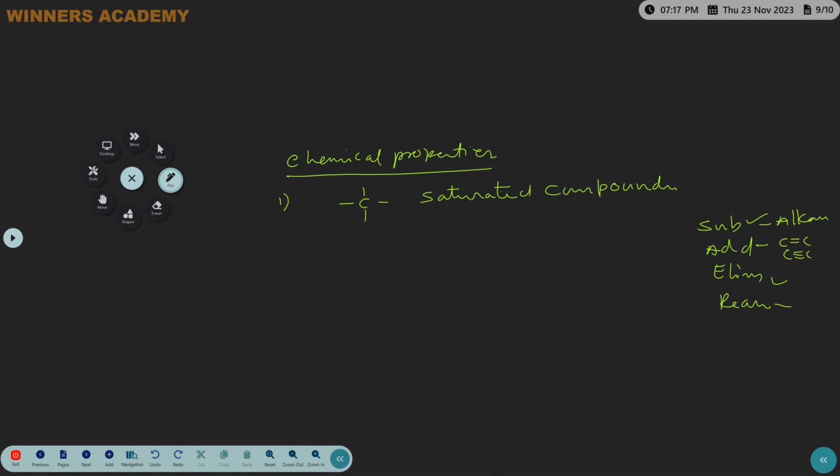See here, saturated compound. So, what is the characteristic property of alkanes? Substitution reactions. They give substitution reactions.